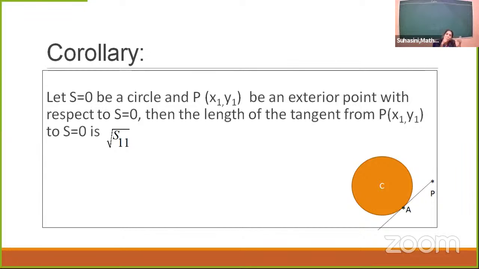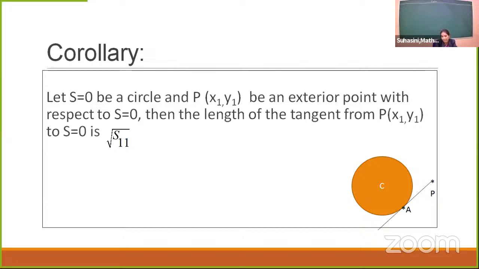So in place of B, again we have to write A. So PA into PA will be equal to S11. Instead of PA into PB, this time we have PA into PA is equal to S11. That means PA square is equal to S11. That means PA is equal to root S11. We only take the positive value because PA is a length and is always positive. So PA is root S11.